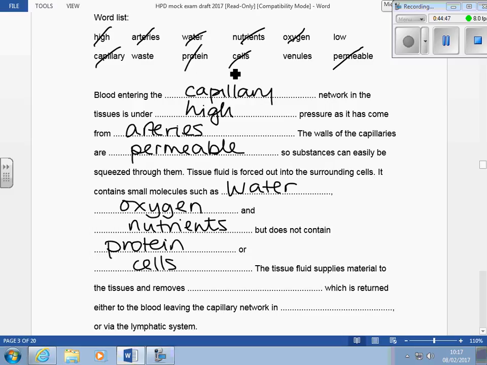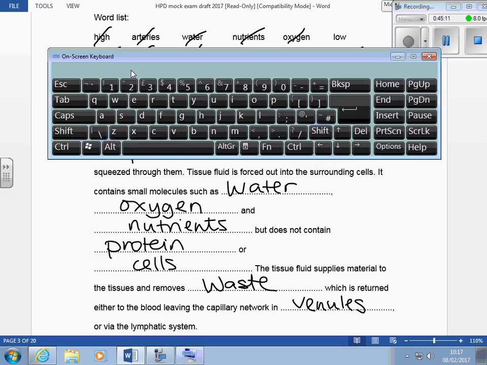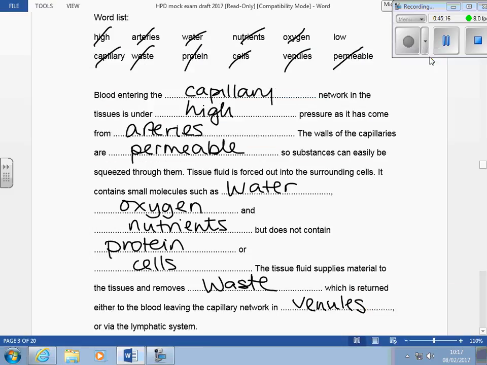Is there a spare word? Oh, right, yes, there is. Tissue fluid supplies material to the tissues and removes waste, which is returned to the blood, leaving the capillary network in venules. And then you've just got to creatively stick the word low somewhere. So we're left with that one. I wouldn't normally do that in a real exam, so don't panic.